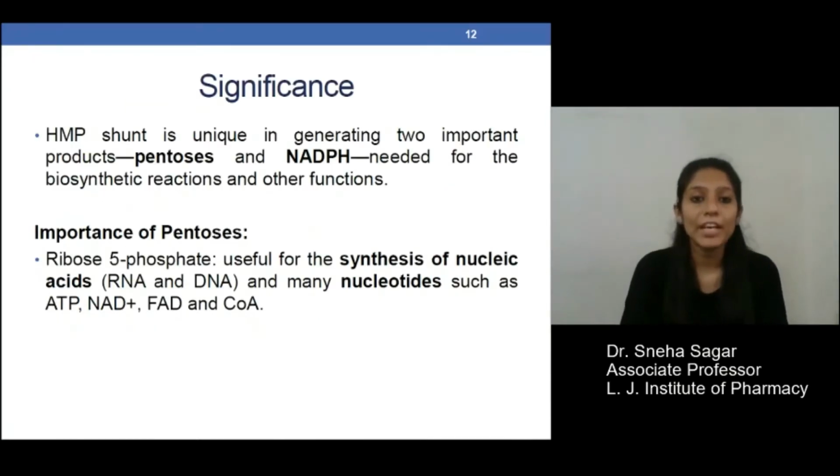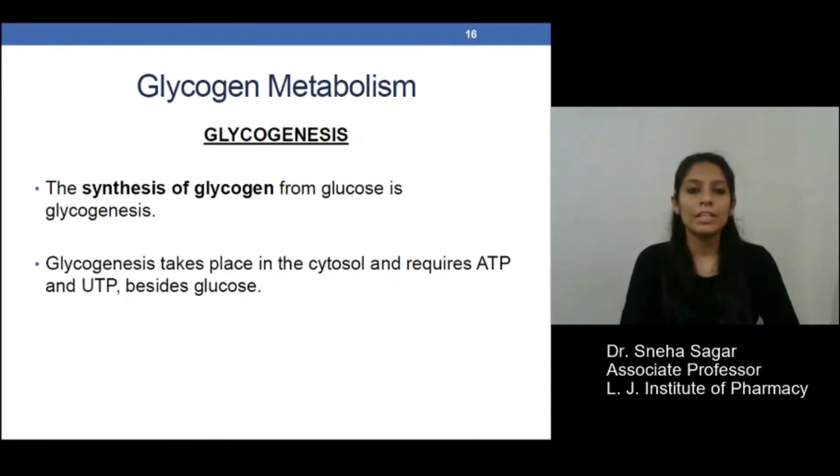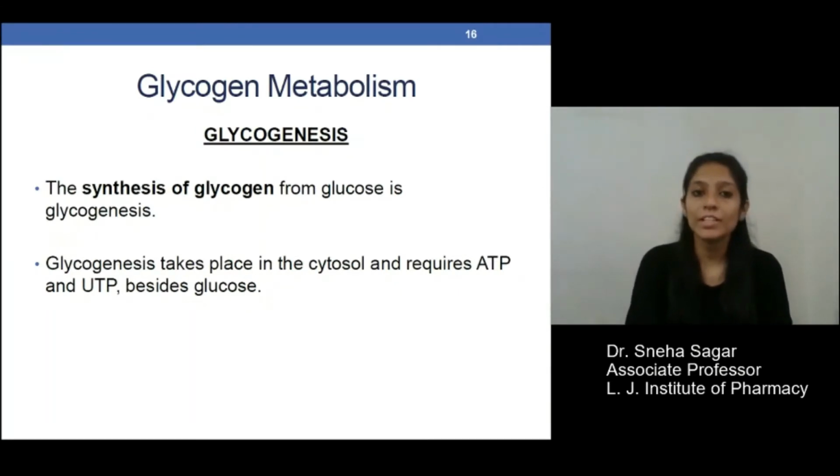So NADPH produced by this HMP shunt is very important for the biosynthetic reactions, and pentoses produced during this HMP shunt are utilized for synthesis of nucleic acids like DNA, RNA and many nucleotides like ATP, NAD+, FAD and coenzyme A. Our next topic is glycogen metabolism, which is related to glycogenesis and glycogenolysis.